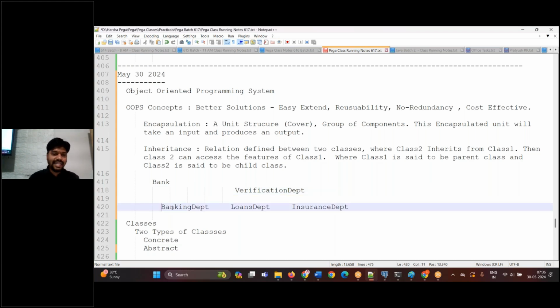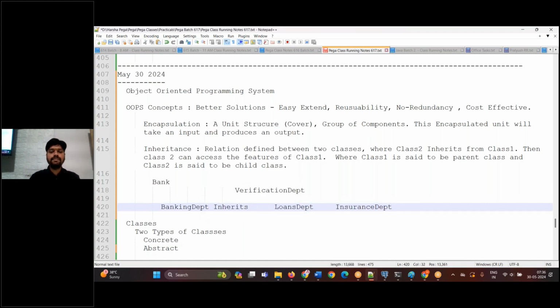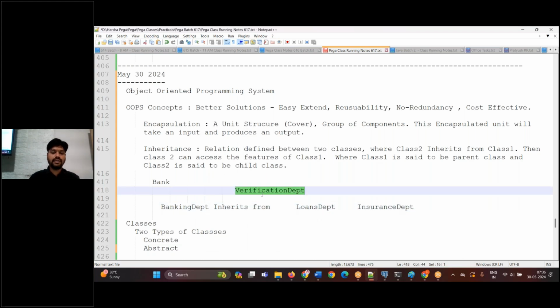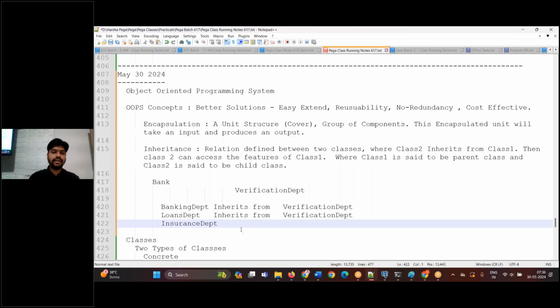So, banking department inherits or not? Inherits from verification department. Second one, loan department inherits from verification department. Third one, insurance department inherits from verification department. This is how you come up with designing your classes in your application. Okay, so if I tell you this is my system, can you please create an application?